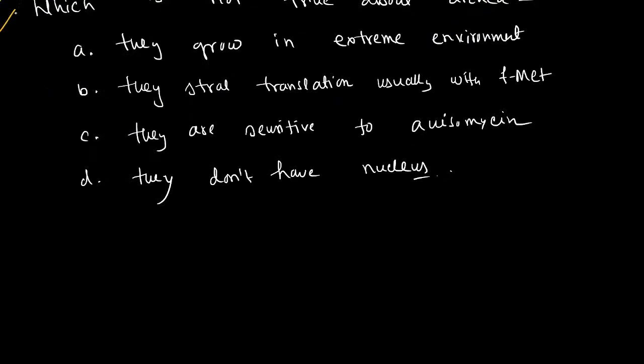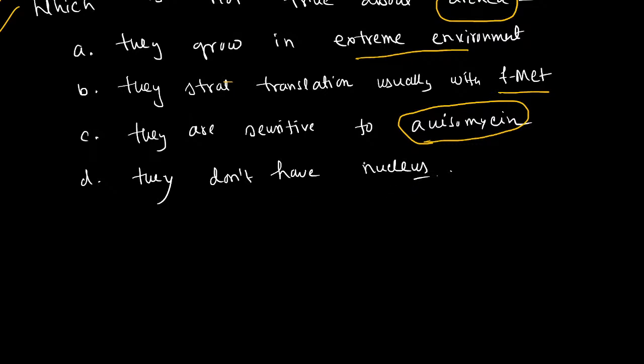Yes. Now, question number 36. Which is not true about archaea? I am asking you about archaea, nothing more than that. They grow in extreme environments, and they start translation using fMet. I hope you know the meaning of fMet, formyl methionine. And they are sensitive to anisomycin. It's also an inhibitor of protein synthesis, and they don't have a nucleus.